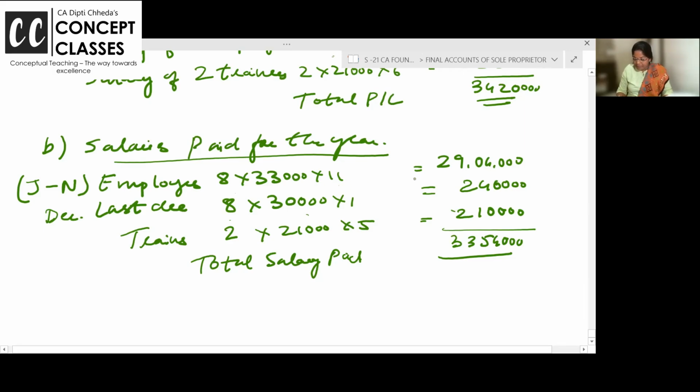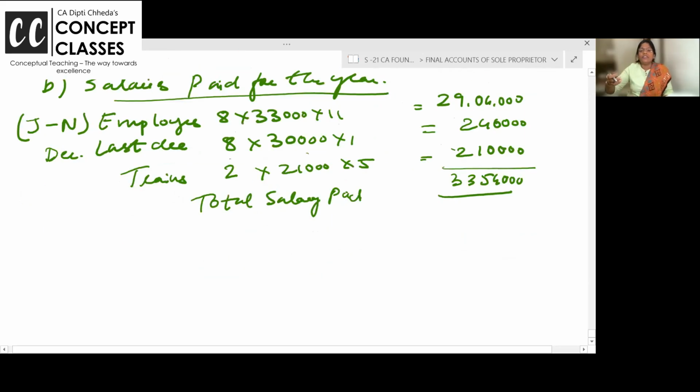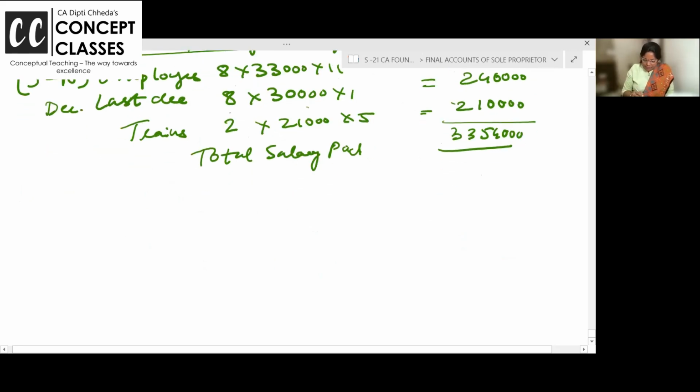At 33,000 rate you have paid for 11 months. 30,000 for last month December, paid in January. Why did I take 30,000? Because till last year it was 30. If some of you are feeling it's over easy, I am repeating. We need to take care of all the students. I hope it's clear. And 2 trainees, they just joined in July. So July's pay comes in August, September, October, November, December, 5 months. December's will be paid in January.